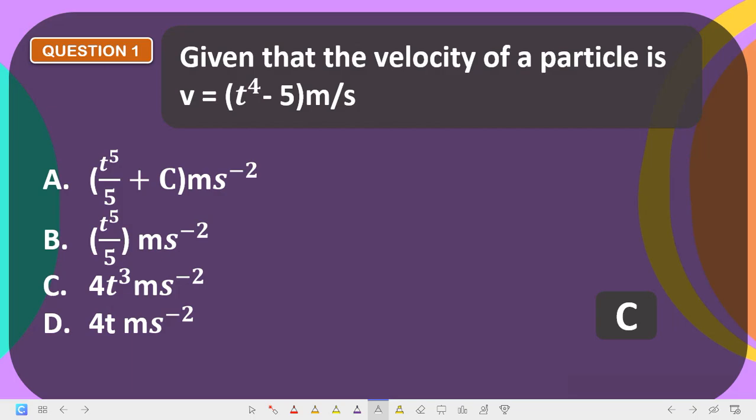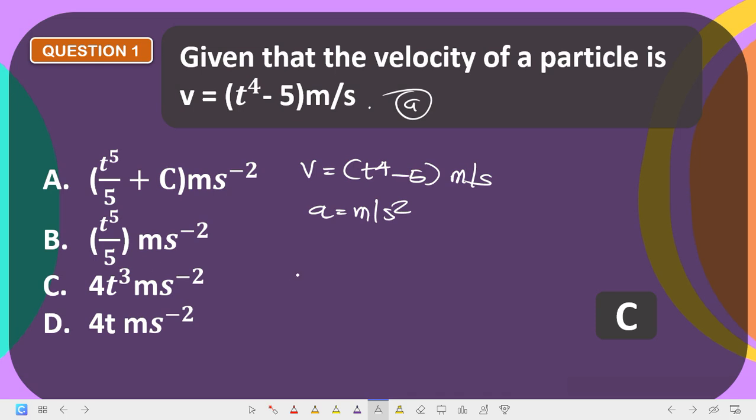So guys, let's solve the following questions, which are the previous exam questions. Now, the question says, given that the velocity of a particle v is equal to t raised to the power of 4 minus 5 meter per second. Now, I believe when you look at the options, what you have here is meter per second square. And we know that acceleration is measured in meter per second square. So what this is telling us is to find the acceleration, which is a.